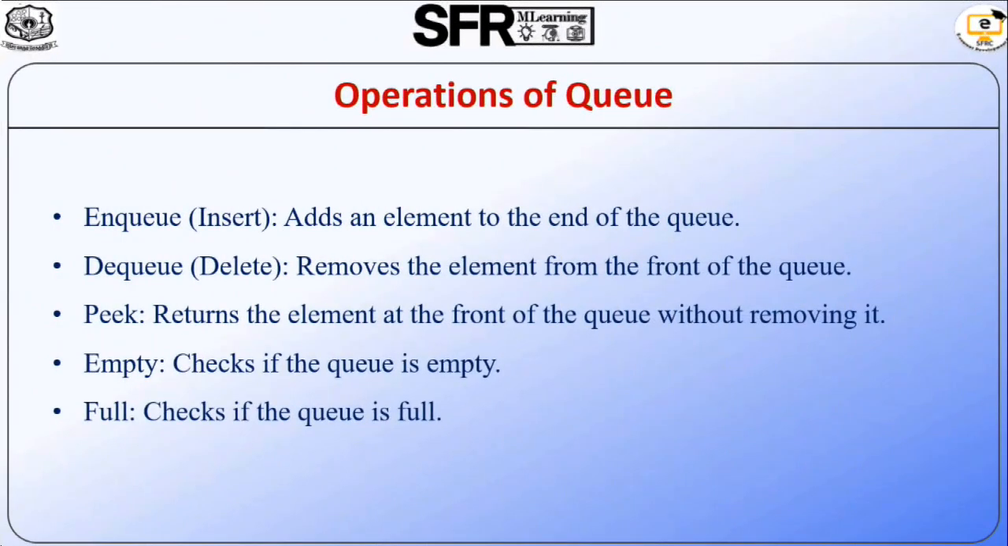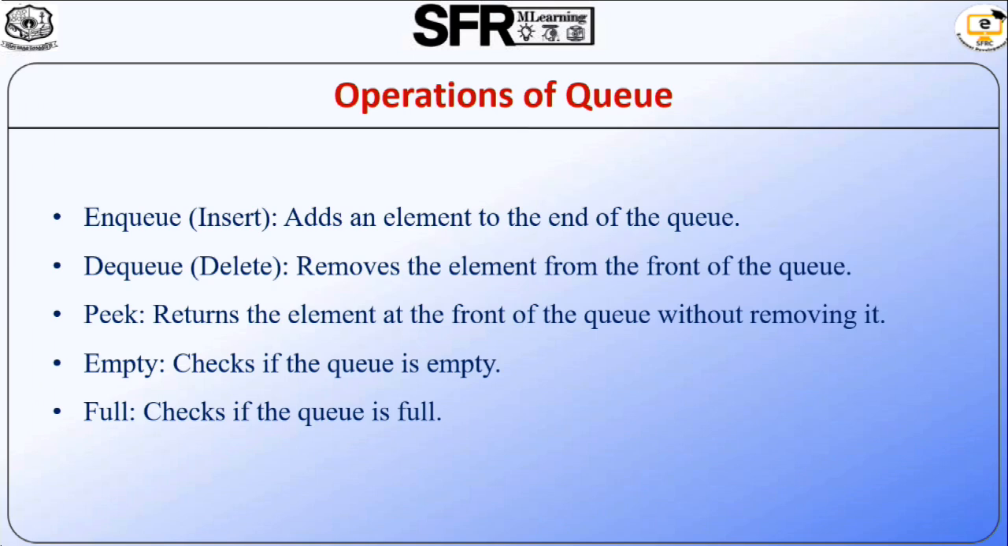Let's see the basic operations of a queue. The first one is NQ, or enqueue, which we also call insert. It adds an element to the end of the queue. The second operation is DQ, or dequeue, that means delete. It removes the element from the front of the queue. The third one is peek. It returns the element at the front of the queue without removing it. The fourth one is empty, which checks if the queue is empty. The final one is full. It checks whether the queue is full or not.